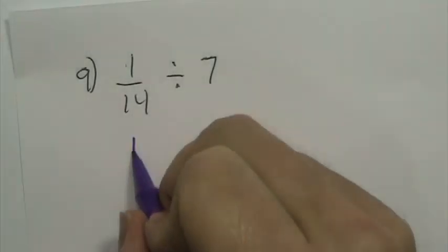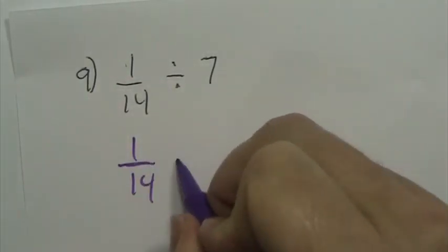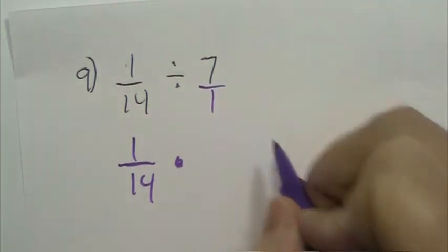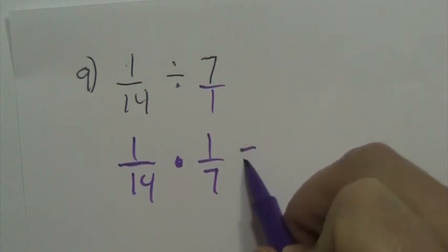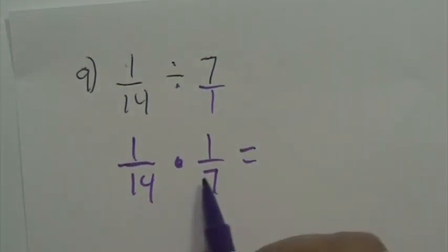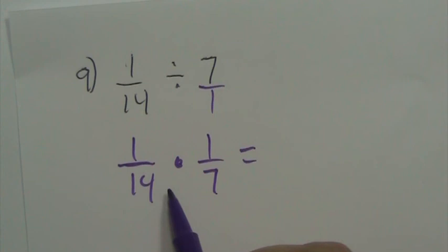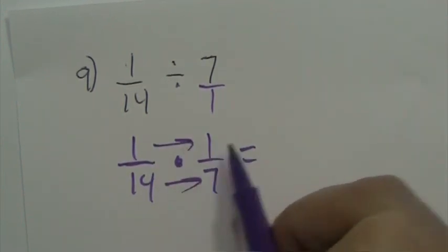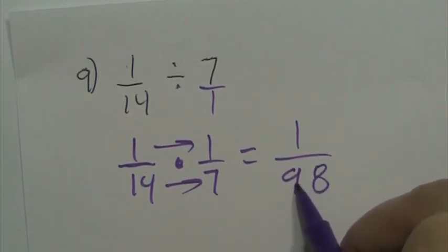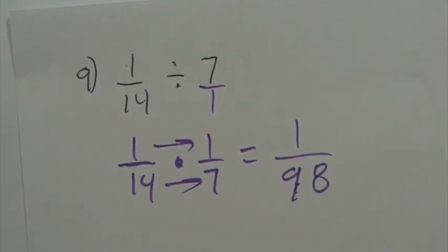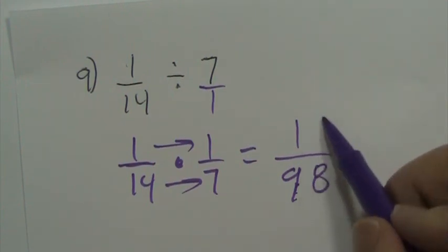Okay, the last one, number 9. Let's keep the first one. Multiply the reciprocal. Now there's a 1 underneath there. So now I can do the reciprocal. And you cannot reduce the 7 and 14. They're both on the bottom. So just go straight across. 1 times 1 is 1. 14 times 7, I believe, is 98. Yes, 98. So there's your answer.